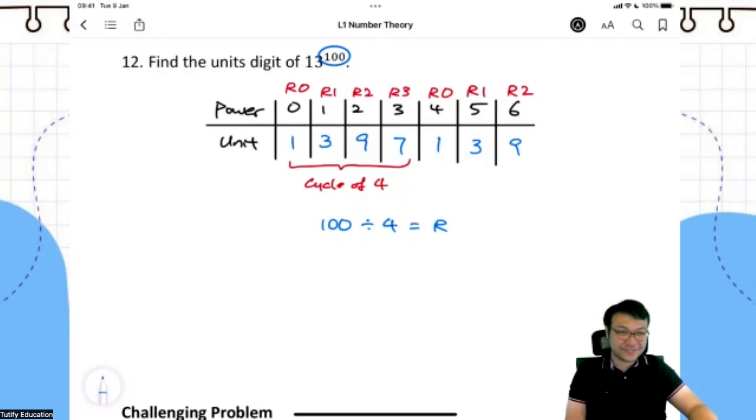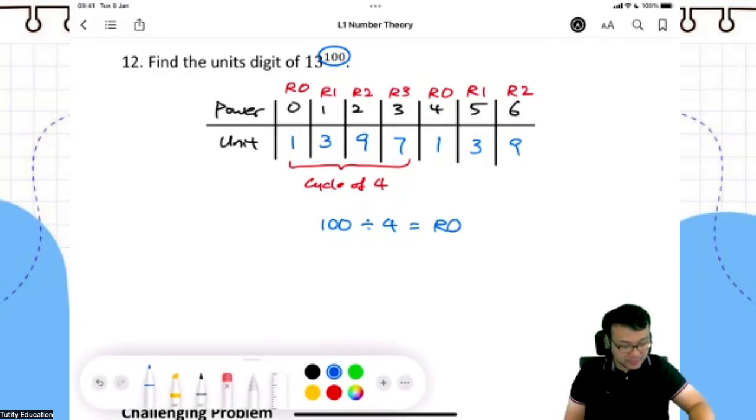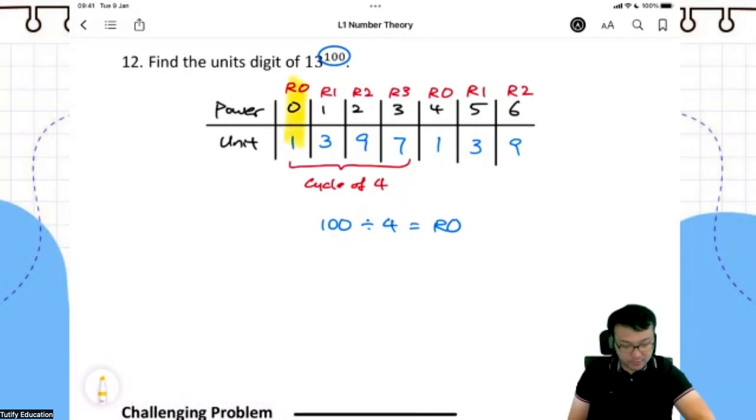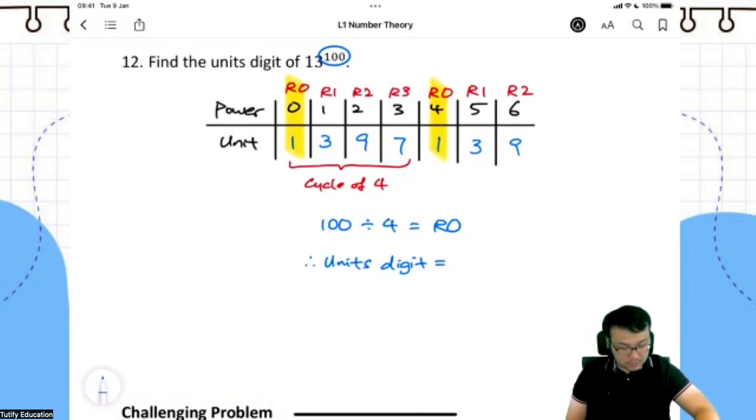Is there any remainder or not? It's just 25. So is there a remainder? No. So what's the remainder? 0. Yes. So if the remainder is 0, which unit digit does it correspond with? 1. Well done. So I can say therefore the units digit is 1. The unit digit is 1.